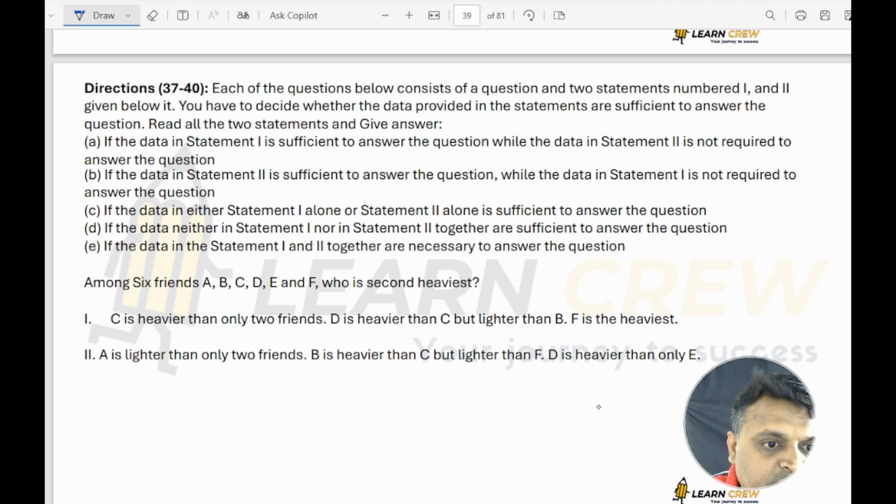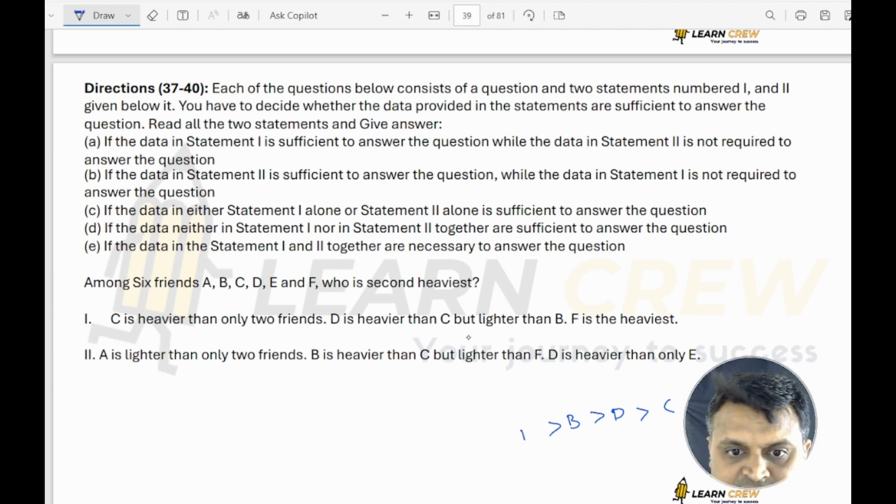What is given? C is heavier than only 2 friends. D is heavier than C but lighter than B. Now F is the heaviest.